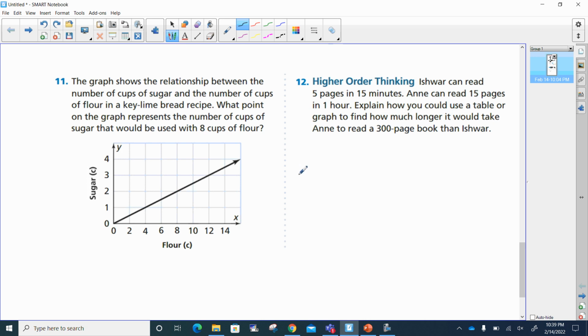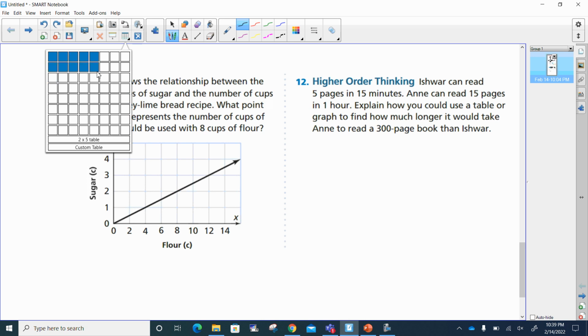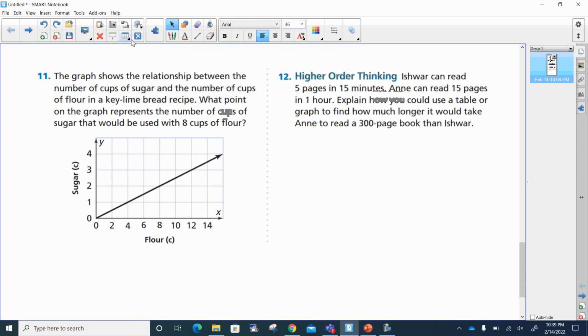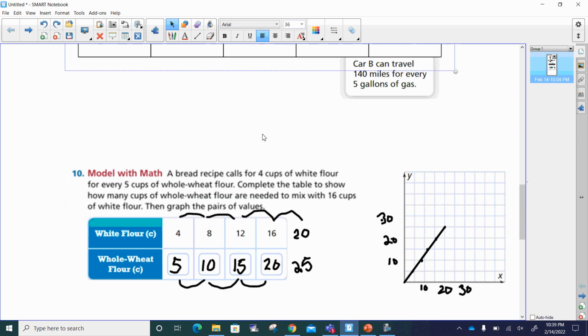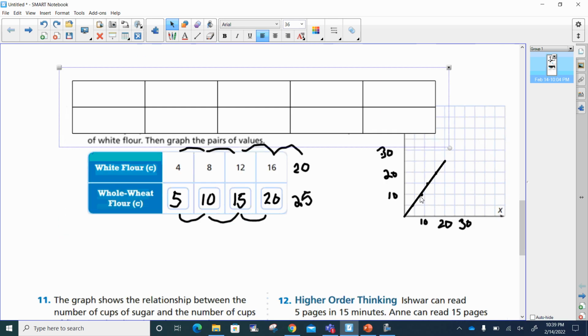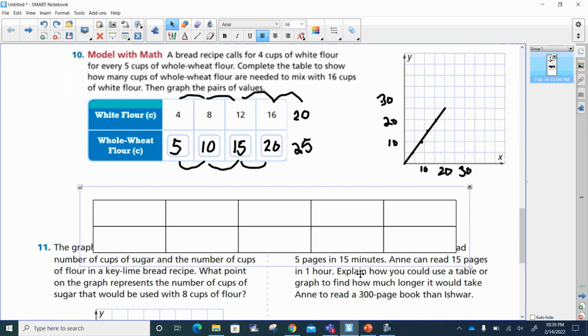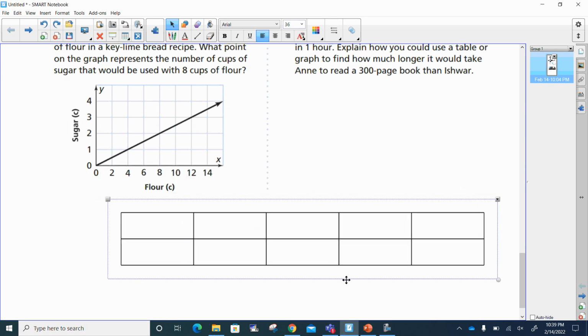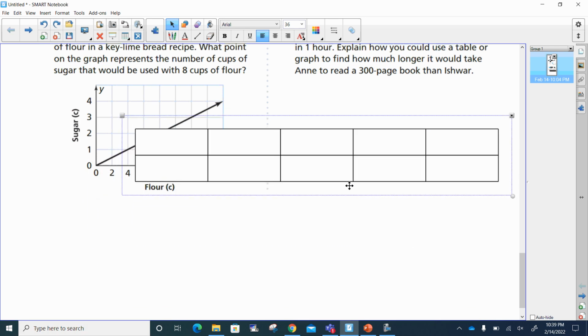All right, so if I use a table, let's see, we will make a table here. Okay, oops. Let's find out where the table went. Ah, there it is. All right, let's just shrink this a little bit.